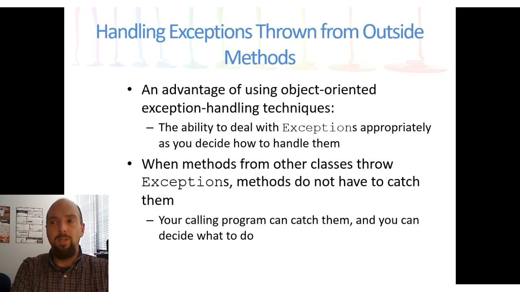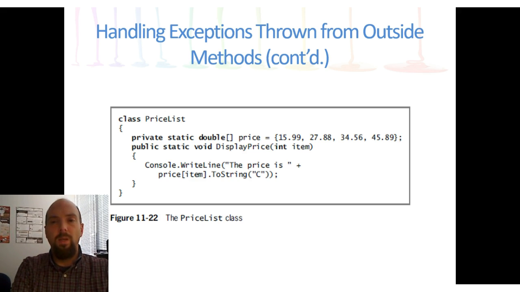What that means is that we actually have to throw, and that's a keyword, throw the error message back to whatever method called that section of code. All right, so in this case we have a price list, and the price list has 4 items, and we're going to write out to the screen the item price as a string, as currency.